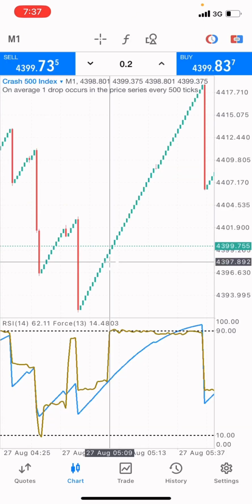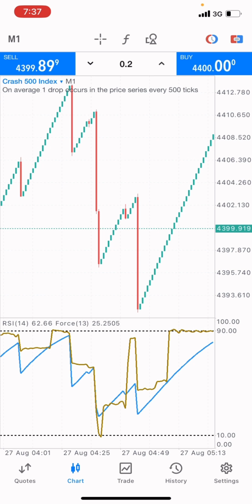Right now, these are the two indicators we're going to be using for this Crash 500 index, and we're also going to be using these indicators for the Boom 500 index as well. With this strategy, I'm going to show you how I'm able to catch spikes. Okay, now let's get started.